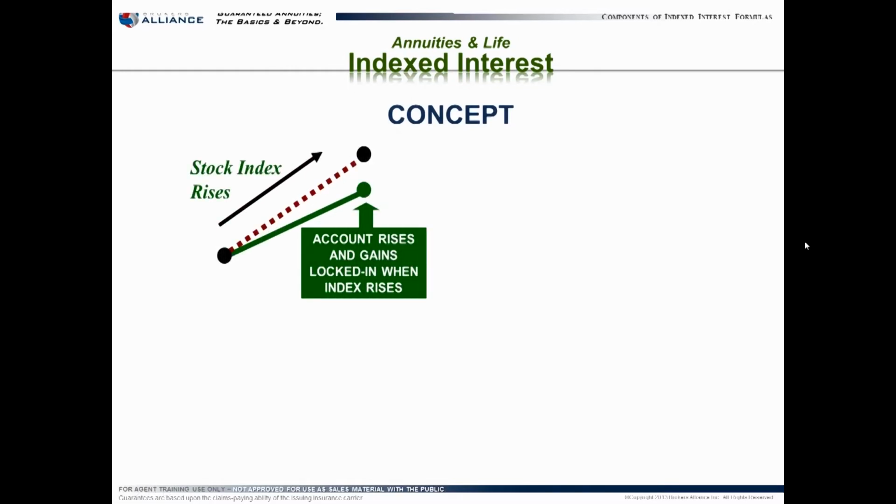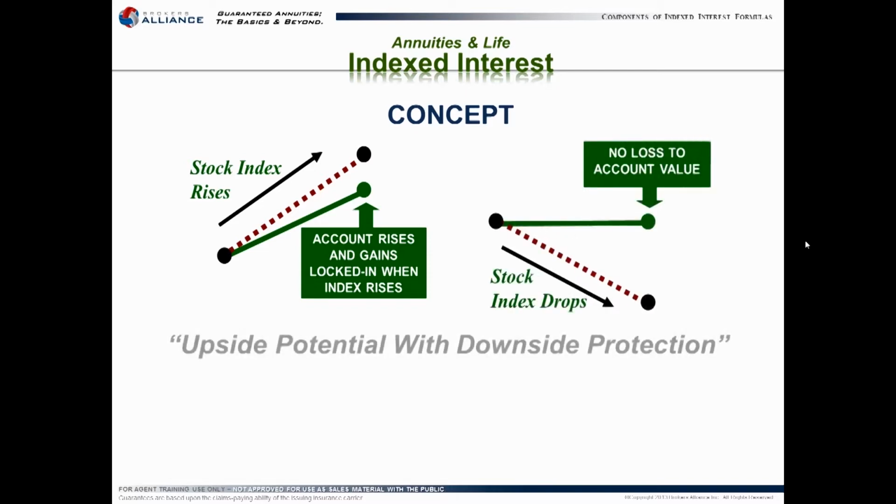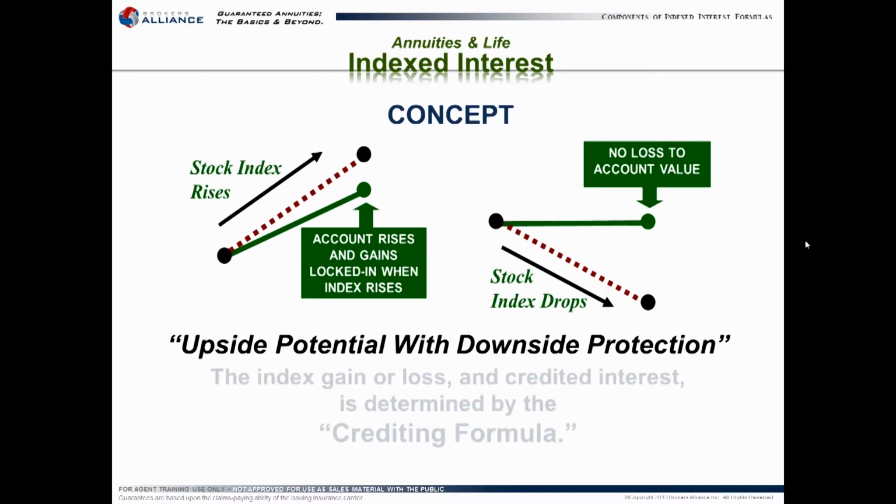The idea is that when the stock index rises, a portion of that rise is credited as interest to the account value, whether that's a life insurance contract or an indexed annuity, and locked in at that time. When the stock index declines, there's no loss to the account value, and this is the commonly used phrase for this: upside potential with downside protection.